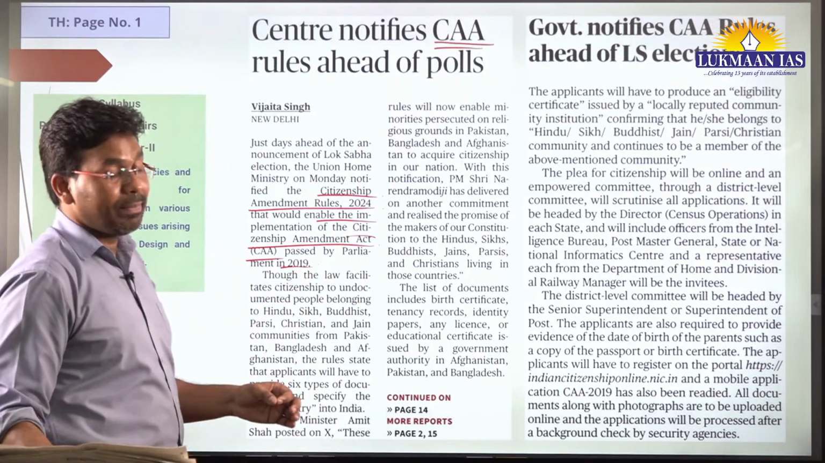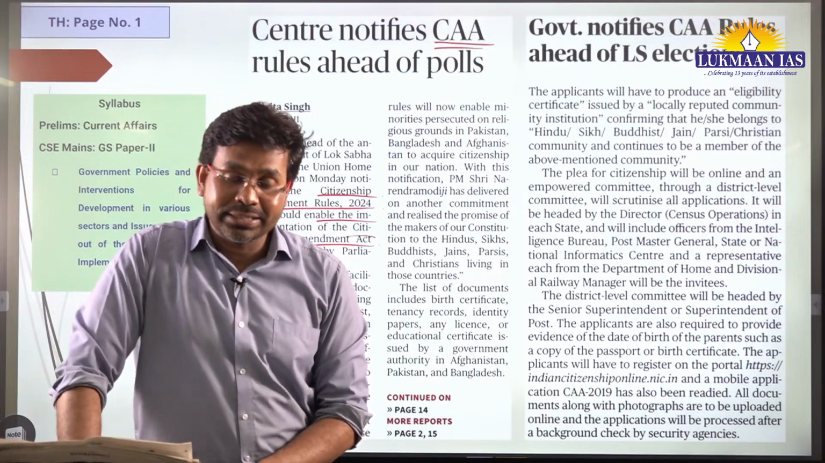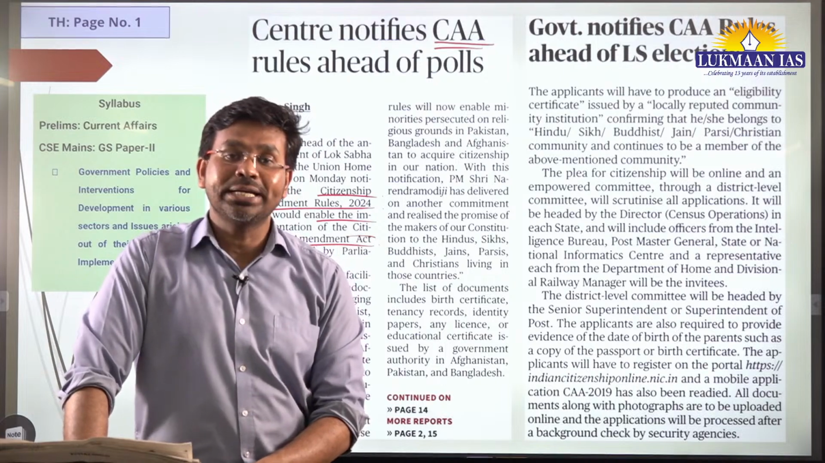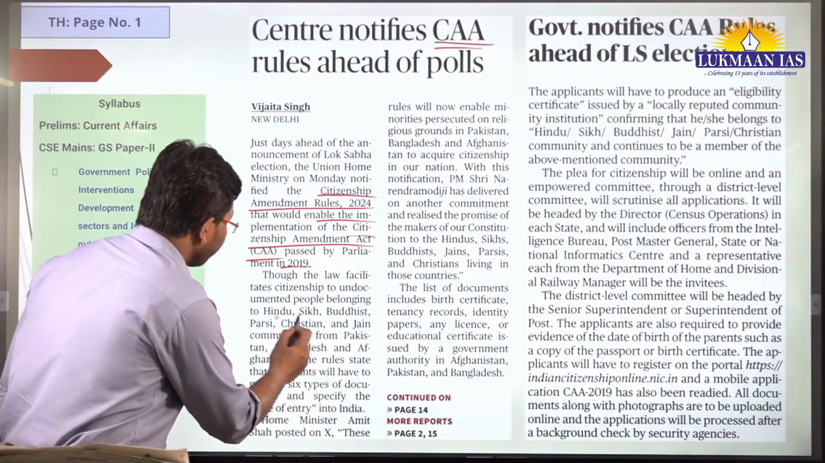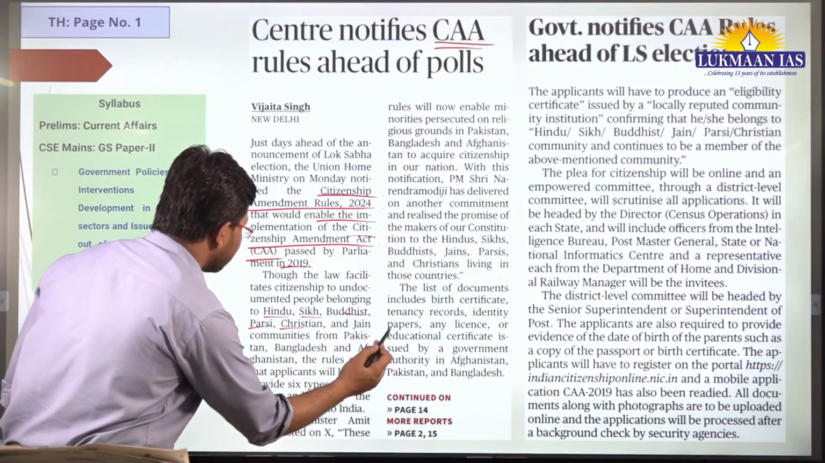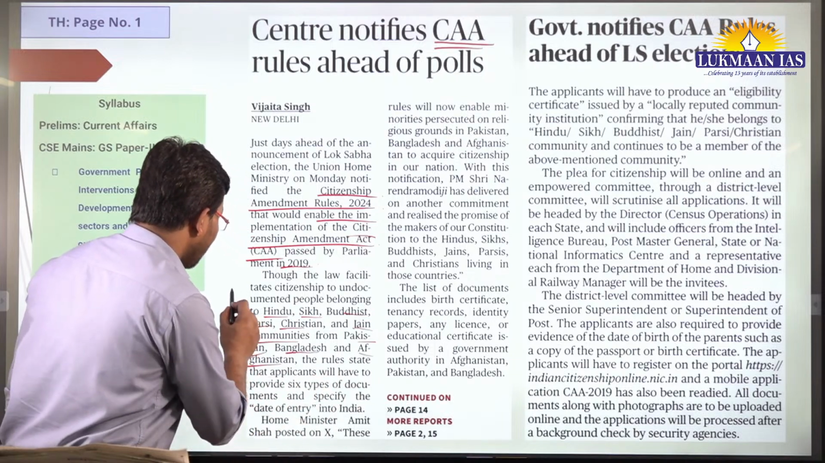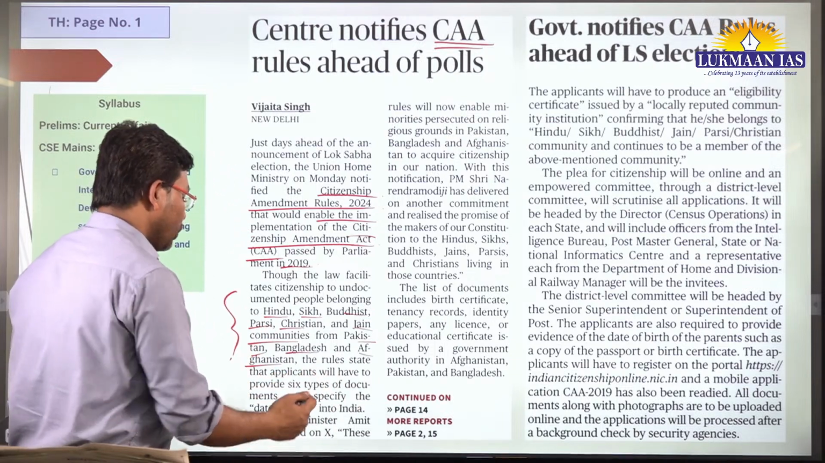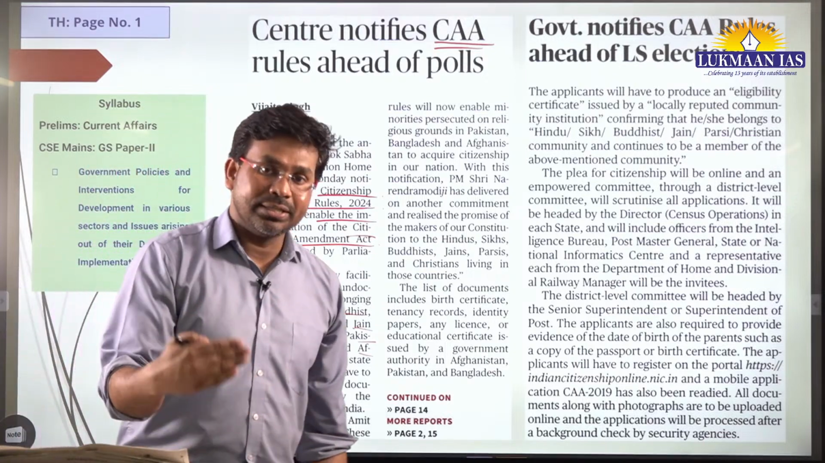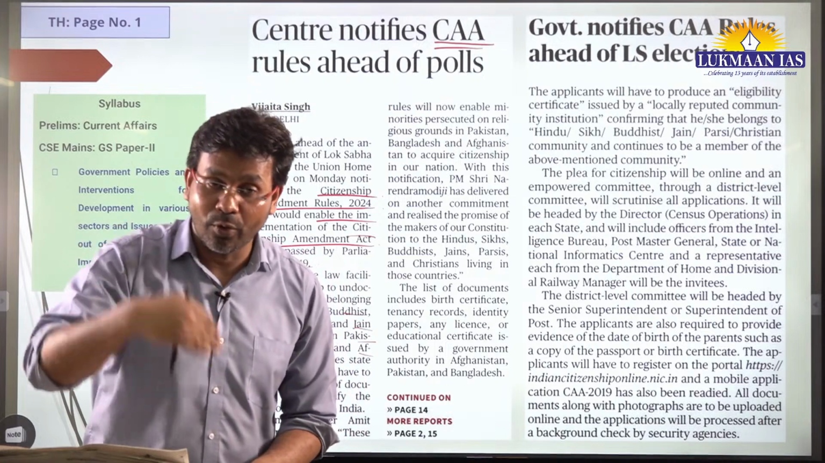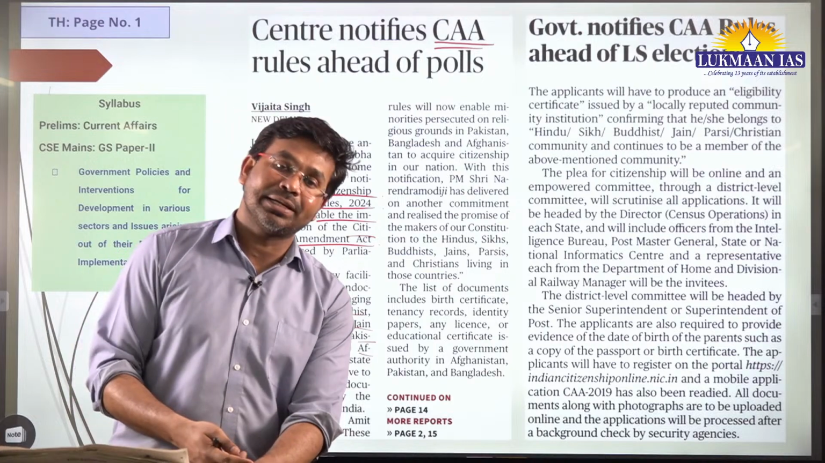The Citizenship Amendment Act has already been passed by the Parliament in 2019. What it does is allow minorities from our neighboring countries, that includes Hindu, Sikh, Buddhist, Parsi, Christian and Jain communities from Pakistan, Bangladesh and Afghanistan, to enter India and seek Indian citizenship. Not only this, those people who entered India before 2014 will also be given citizenship by the central government.